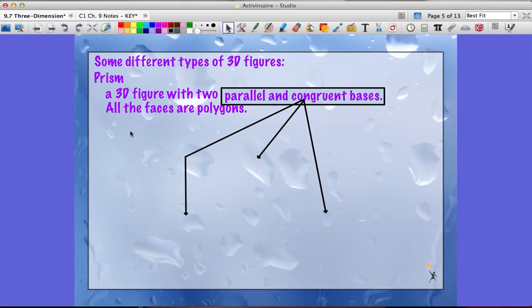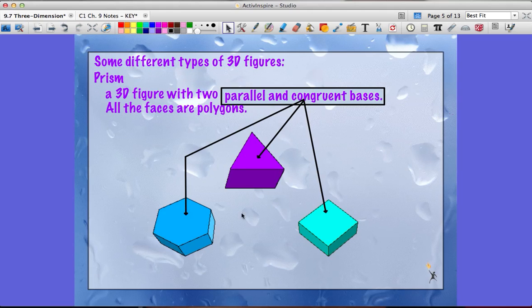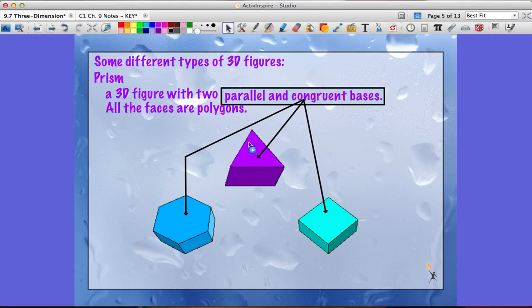Okay, so each of these is a prism. It has a base, and the base that you're looking for typically is the shape that you only see twice. So if you look here, we have a hexagon, and we only see the hexagon on top and on bottom. With our triangular prism, we have a triangle here and a triangle in back. And with our square prism, we have a square here and a square on bottom.